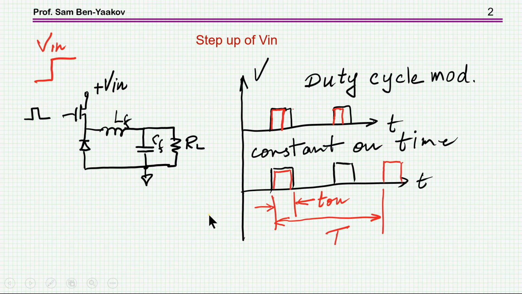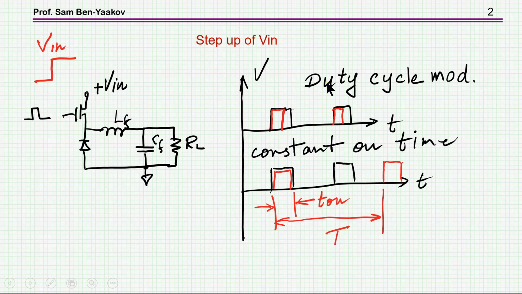So what is constant on-time control? We can illustrate it in a simple way by this buck converter. Here we have a buck converter. This is the inductor, capacitor, and load. Here's the switcher. We have a diode. We have here the pulses coming in. And now suppose we have a step at the input going up.